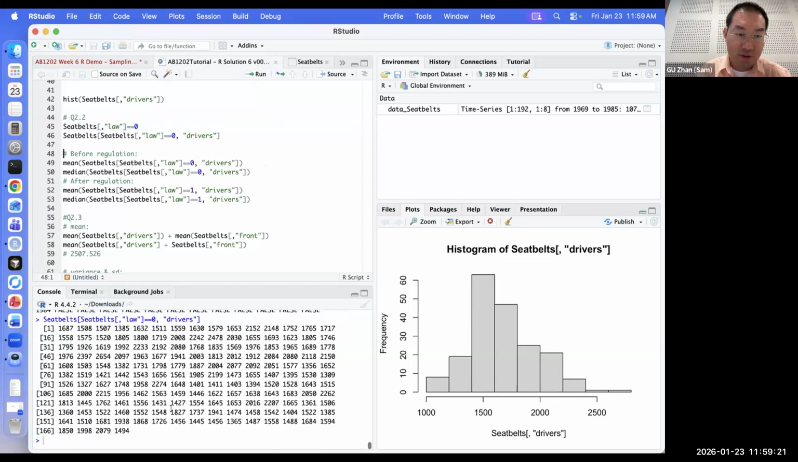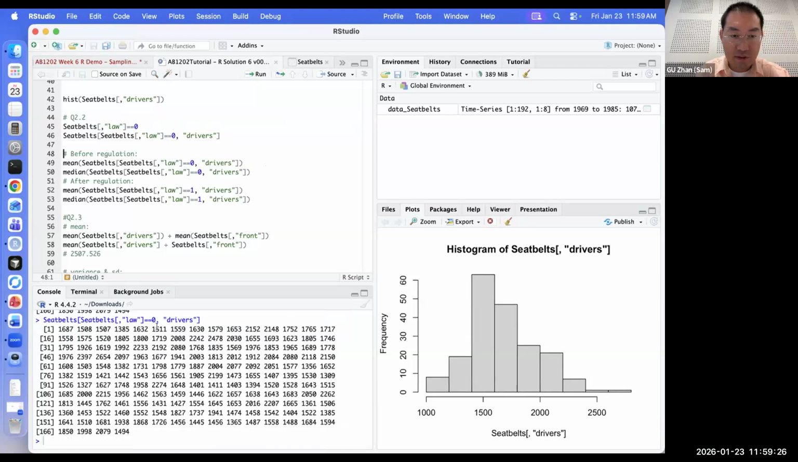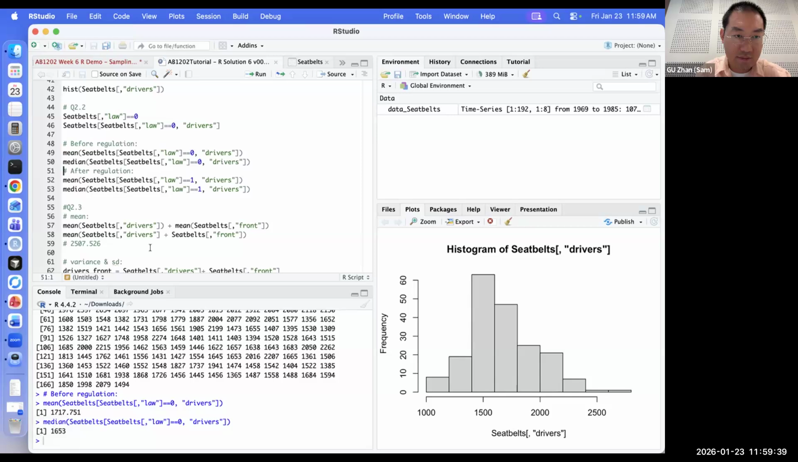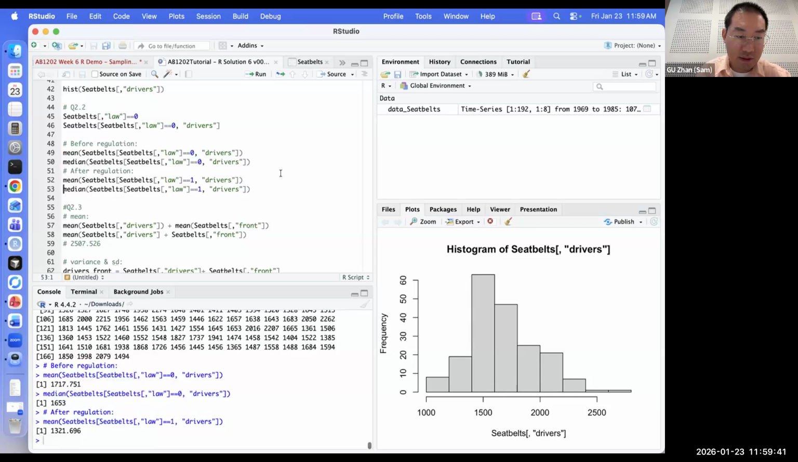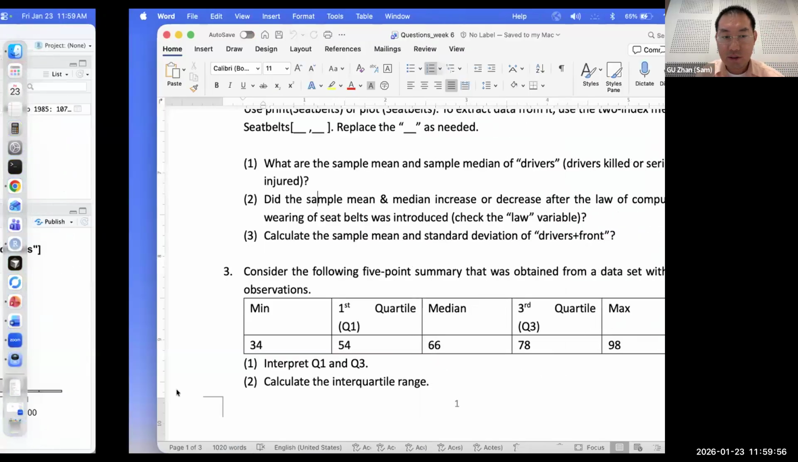Then we're seeing, for each year, the number of drivers killed before the law was implemented. Before that, the mean is 1717, median is 1653. Then after the regulation, it is dramatically reduced. You can see it is actually dramatically reduced, from 1717 to 1321. So the difference is big.